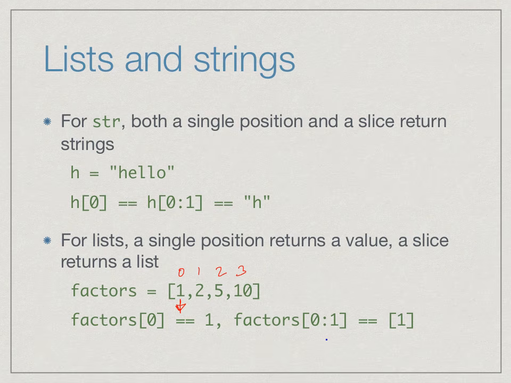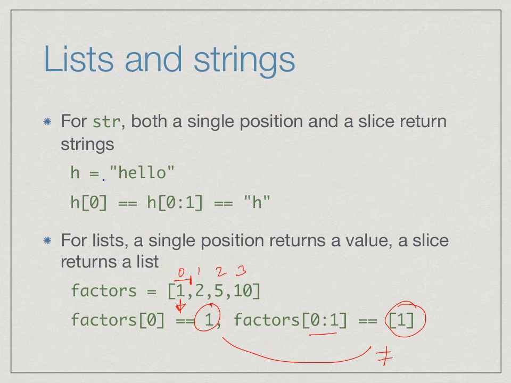On the other hand, if we take the slice from 0 up to and not including 1, then we get the sublist of factors of length 1 containing the value 1. So factors of 0 is 1, and factors of 0 colon 1, the slice, is also 1, but here we have a single value and here we have a list, and therefore these two things are not equal to each other.